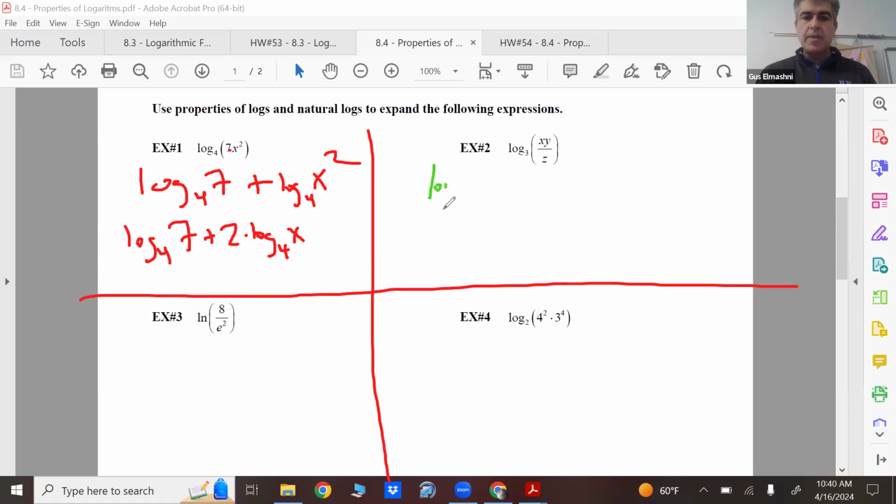So log base 3 x plus log base 3 y minus log base 3 z. We're good? Why put the minus? Exactly.